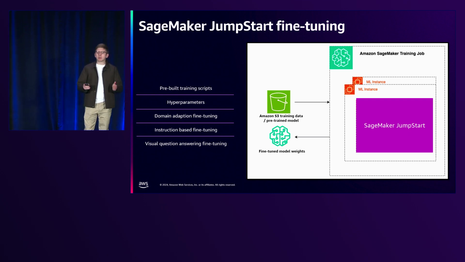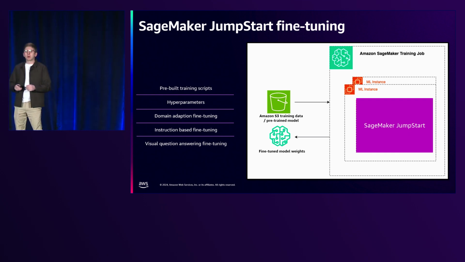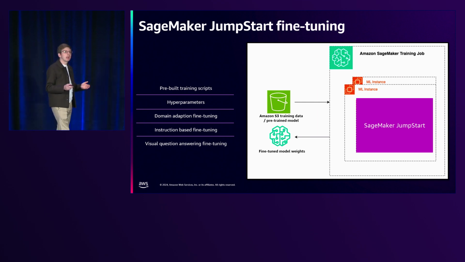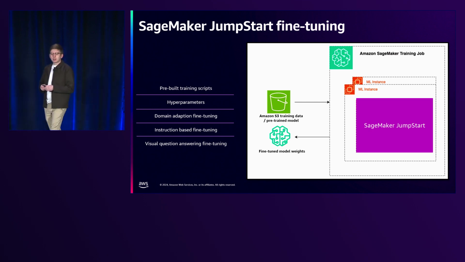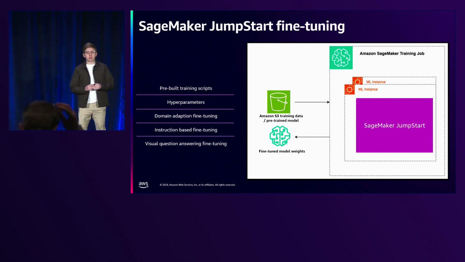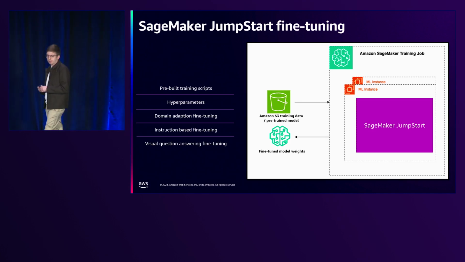So what does SageMaker JumpStart do? Well, SageMaker JumpStart essentially encapsulates all the fine-tuning scripts. It exposes a bunch of hyperparameters for you to test and tune, and it even selects some of the default instance types for you to get started for fine-tuning. And so, as Carl mentioned, a bunch of pre-built training scripts are supported out of the box for different types of models. There's a number of hyperparameters for you to test with, and domain adaptation, instruction-based, and visual Q&A are all supported today.